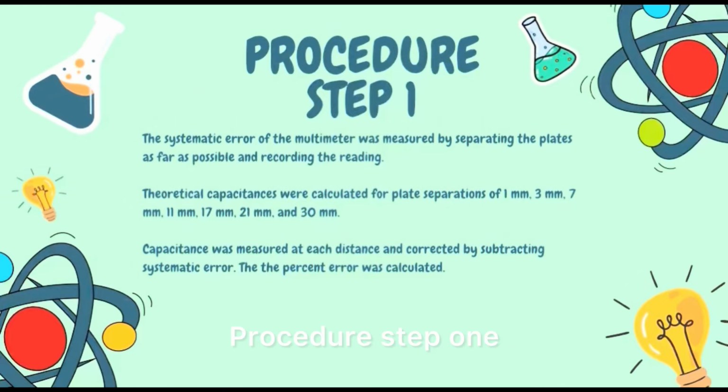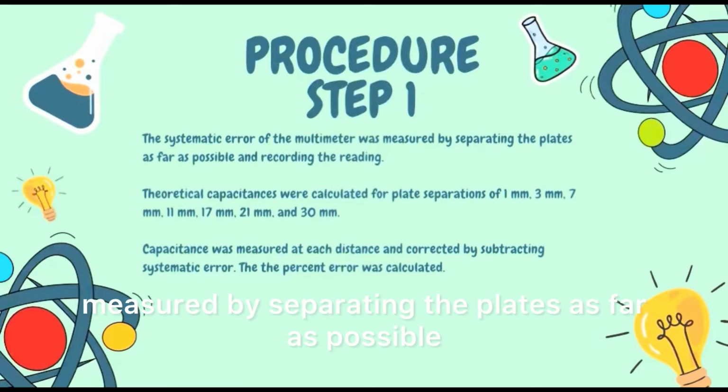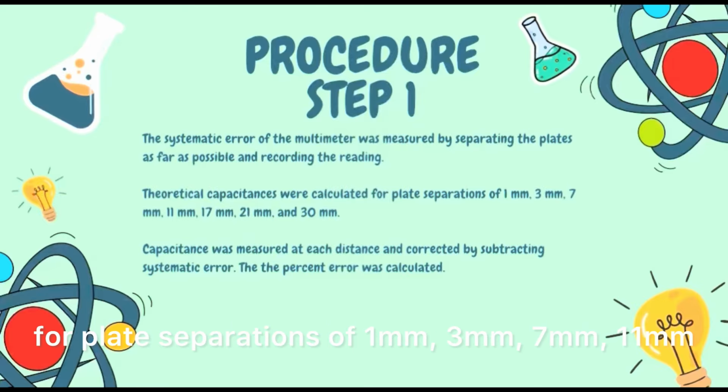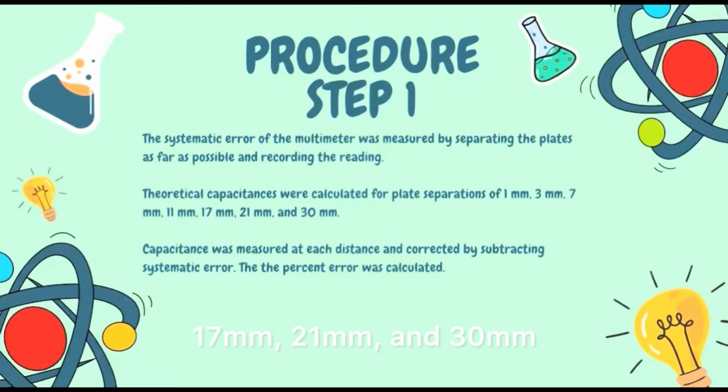Procedure Step 1. The systematic error of the multimeter was measured by separating the plates as far as possible and recording the reading. Theoretical capacitances were calculated for plate separations of 1 millimeter, 3 millimeters, 7 millimeters, 11 millimeters, 17 millimeters, 21 millimeters, and 30 millimeters. Capacitance was measured at each distance and corrected by subtracting systematic errors. Then the percent error was calculated.